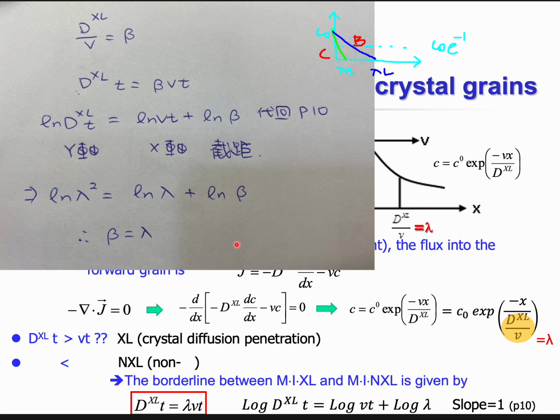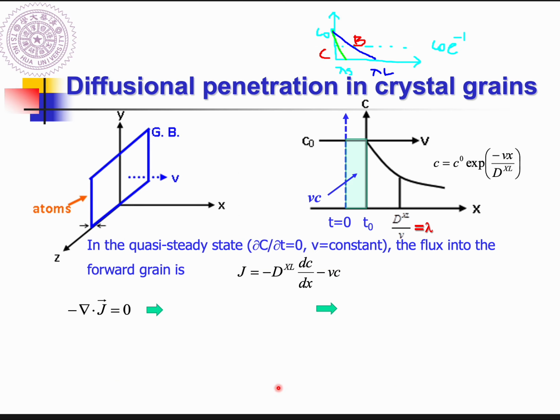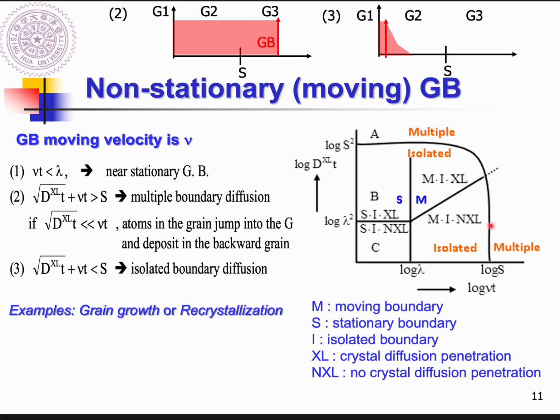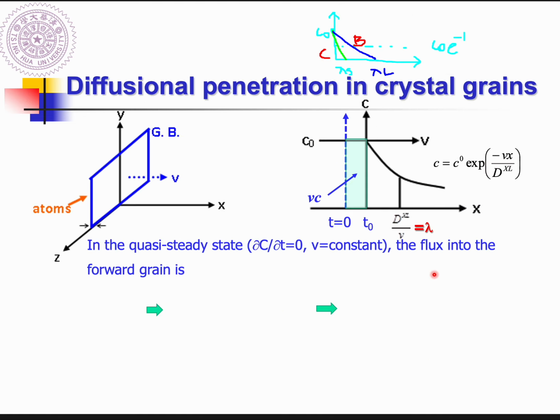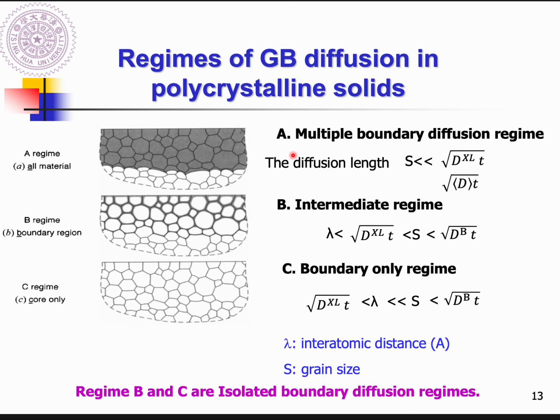Here you already know these figures. No matter whether the grain boundary is stationary or non-stationary, you know the diffusion patterns in these polycrystalline materials. So now we want to move to the one I just mentioned. I just asked you, if we have a polycrystalline material now, can you answer me the concentration of diffusing atoms at a specific location and time? First of all, you need to use this criteria to determine what type of diffusion pattern we're dealing with.